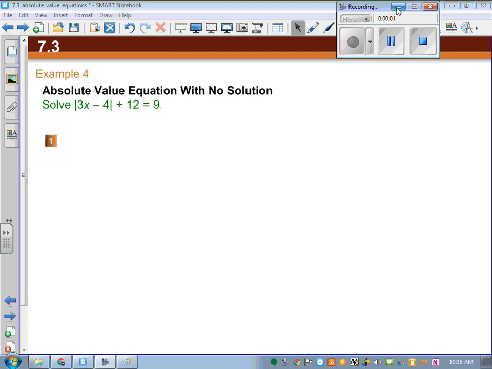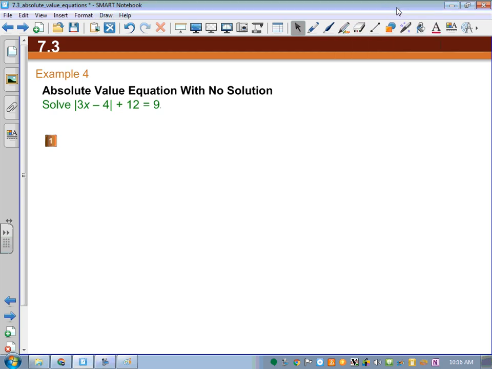All right, moving along, example number 4 from 7.3. I always found the way that the notes did this question a little bit annoying. I don't think it's very intuitive, is my problem with it. If you've taken a look at the notes, I'd recommend it. But it's basically, it moved the 12 to the other side. And we get that the absolute value of 3x minus 4 is equal to negative 3.